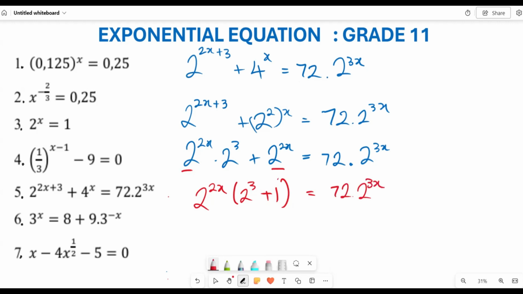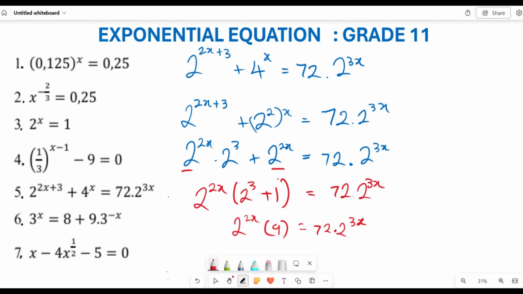And now from here, what am I going to do? Can you see that this is going to be the same as 2 to the power of 2x into bracket? Now, 2 cubed, rather, this is 8 plus 1, which is going to give us 9, right? So this is the same as 9 into, this is the same as 72 multiplied by 2 to the power of 3x, right?